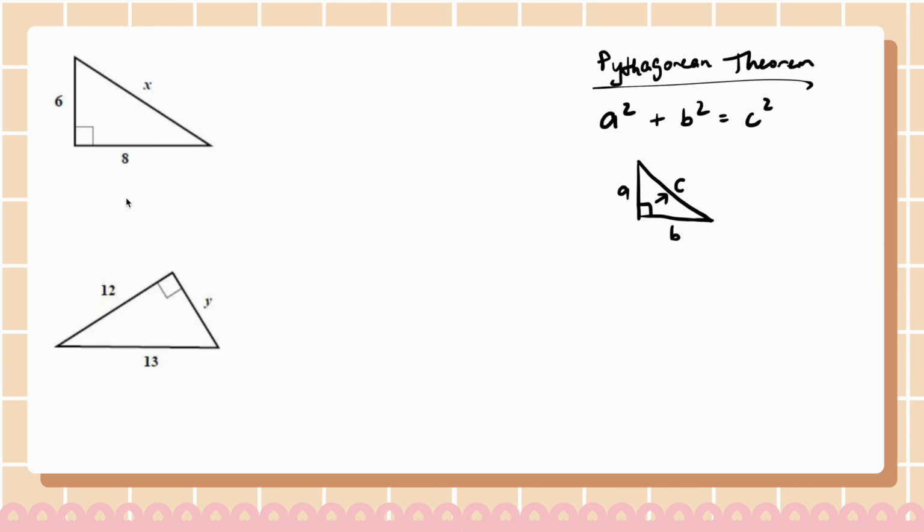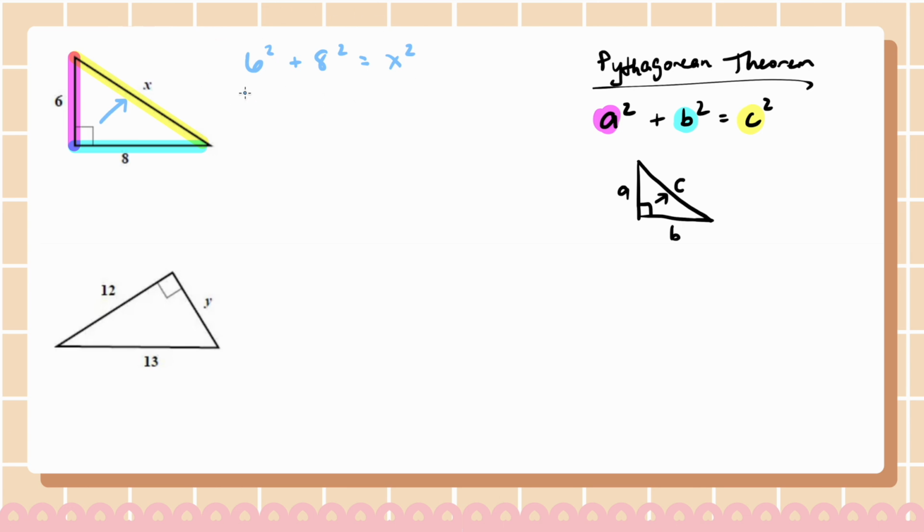Let's take a look at this right triangle over here. Notice here is our right angle, which means that this side across from it is our hypotenuse or our c value. So our c is the slanted side over here. Remember, a and b can be whichever legs, so let's just call this side our a and this side our b. So plugging it into the Pythagorean theorem, I now have a squared, which is equal to 6 squared, plus b squared, which is equal to 8 squared, is equal to c squared, which is the variable that we're trying to solve for, x.